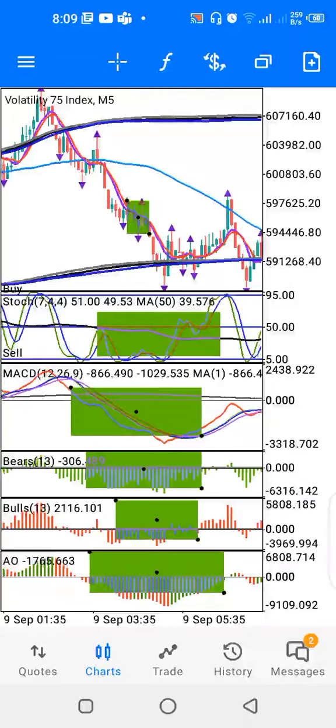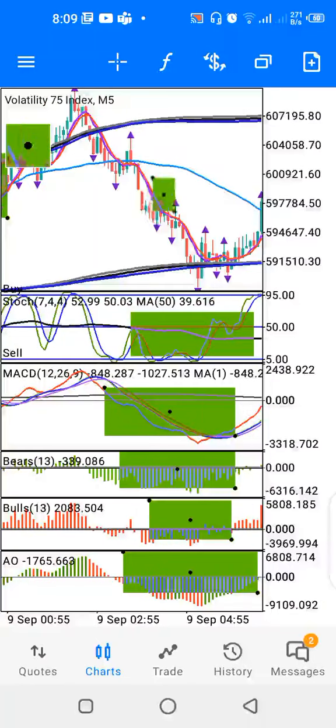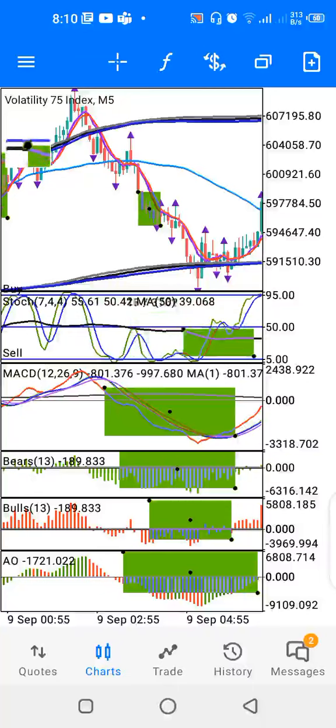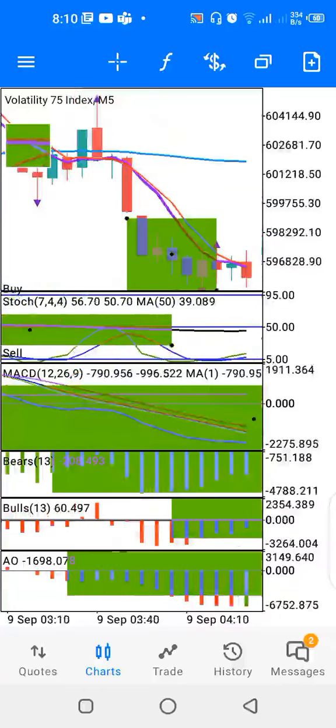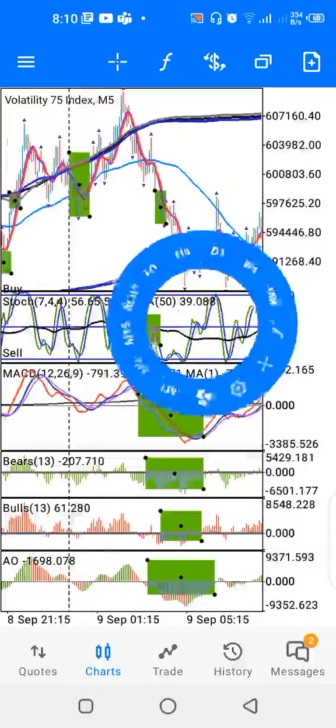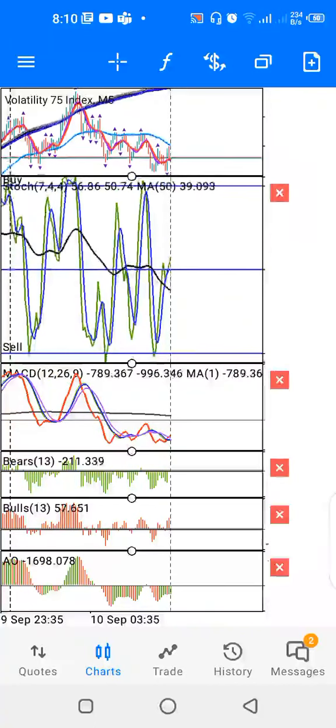Don't forget I said you can place your sell trade somewhere around here and start to sell. Okay, so when you have... let me try and expand because it's a little bit tiny and I'm not able to see much. Okay, this is it.